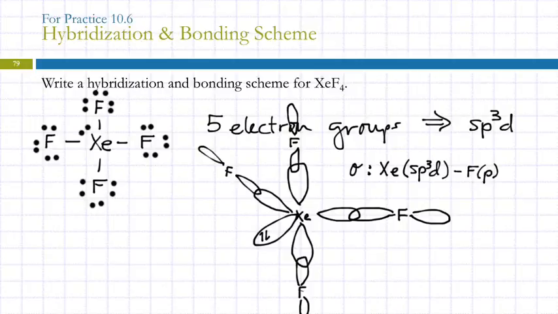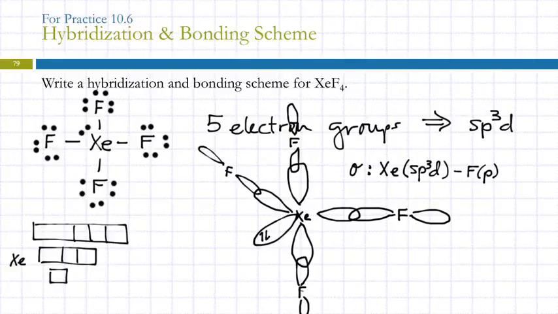So if we think about what's going on here, if we look at the orbital diagram for xenon, it has 8 valence electrons, right? And they're all going to be paired up like that. But it's going to hybridize.